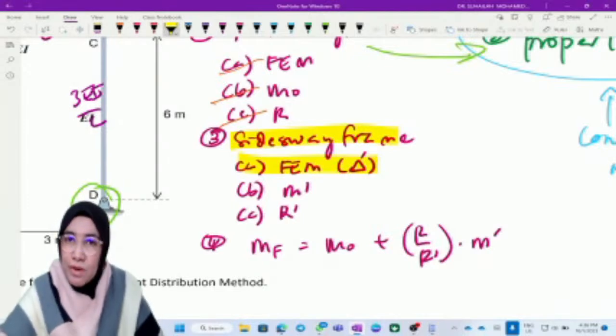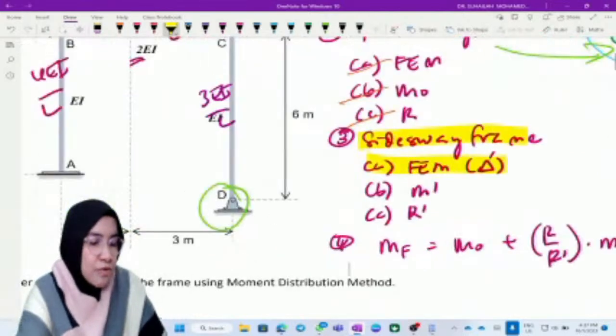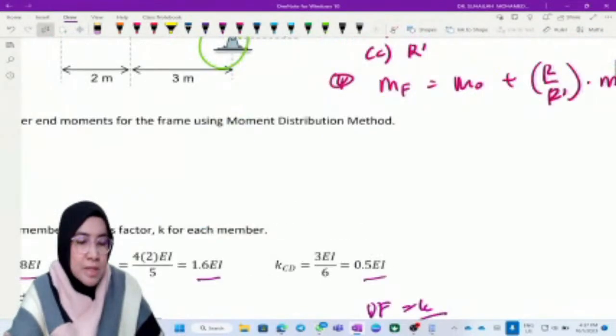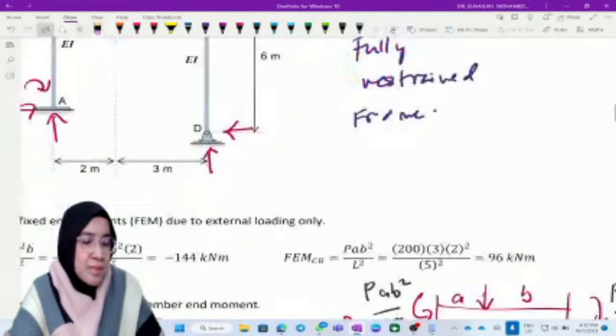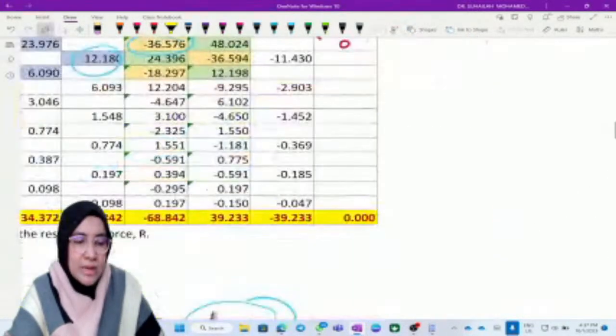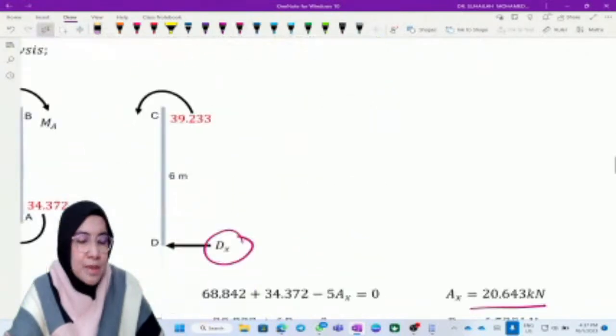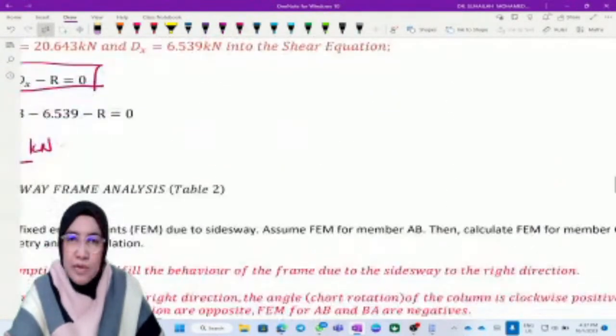We have to label that because we do not know the delta. So what we can do is assume FEM. We don't calculate the delta value. We assume FEM, and because it is based on assumption, we have a correction factor. Okay, we move to procedure number 3, the sidesway frame. The first table we analyze the fully restrained frame. For the second table, we will analyze the sidesway frame due to R prime.